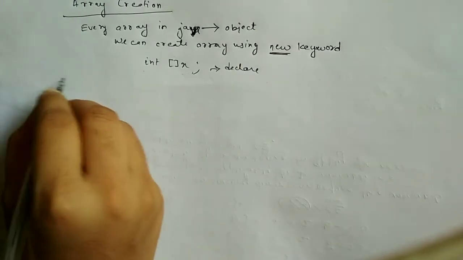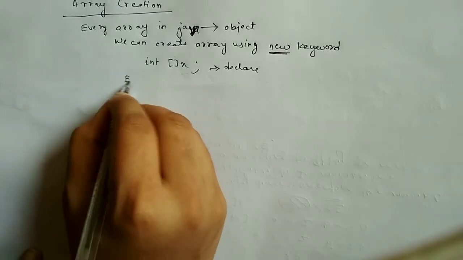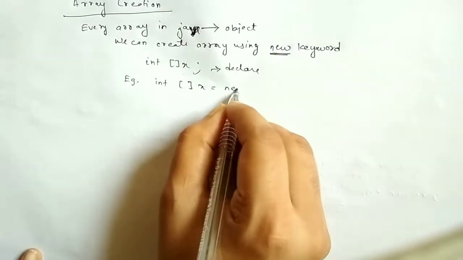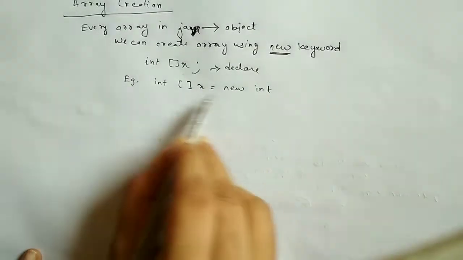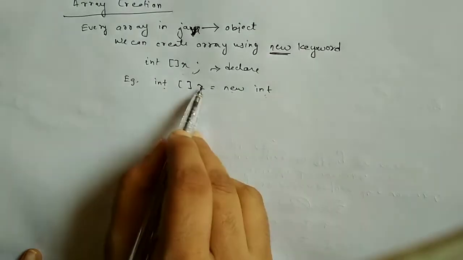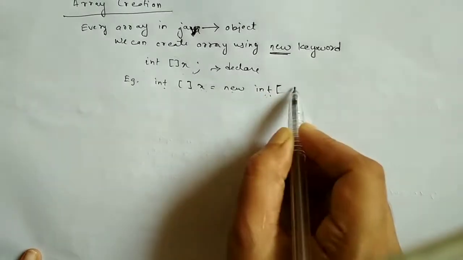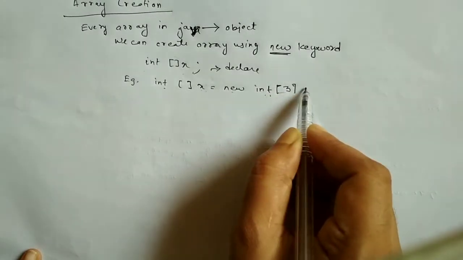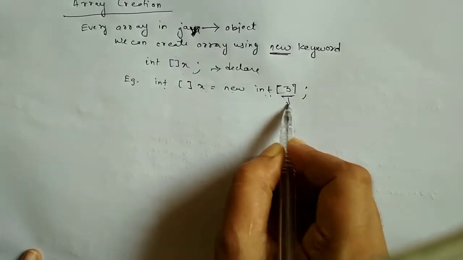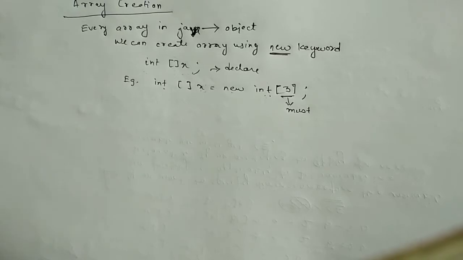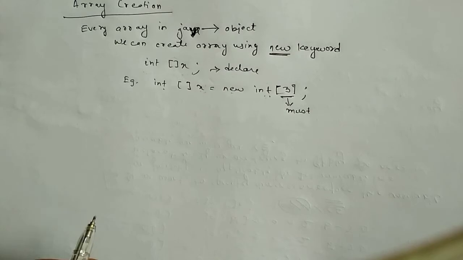So how to create? For example, int array x equal to new int, x is about to be created of the data type int, and the size we have to specify here. Suppose we specify 3. This is a must. At the time of creation of an array, we have to specify the size of the array. If we do not specify it, then we will get a compile time error.